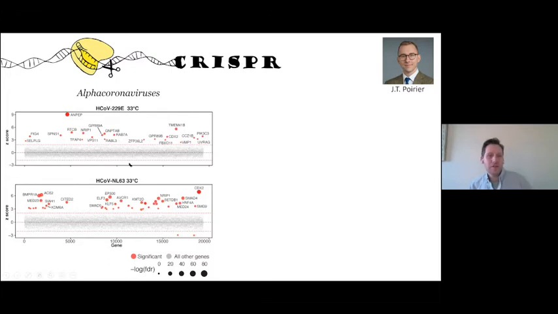So one is just, there's a number of hits, but one of the things that's always nice to see is that if a receptor is known, in this case 229E, the known receptor is ANPEP. So it's always nice to see that's coming out as one of your top hits. That's a good indication that your screen actually worked. And then also we can see down here that ACE2 is a very strong hit for NL63, and that is also the known receptor for NL63.